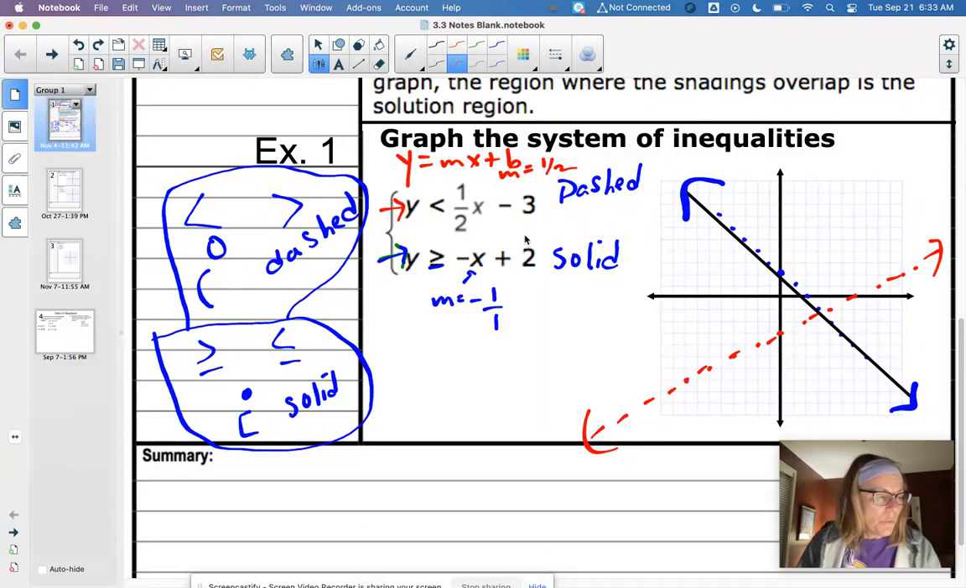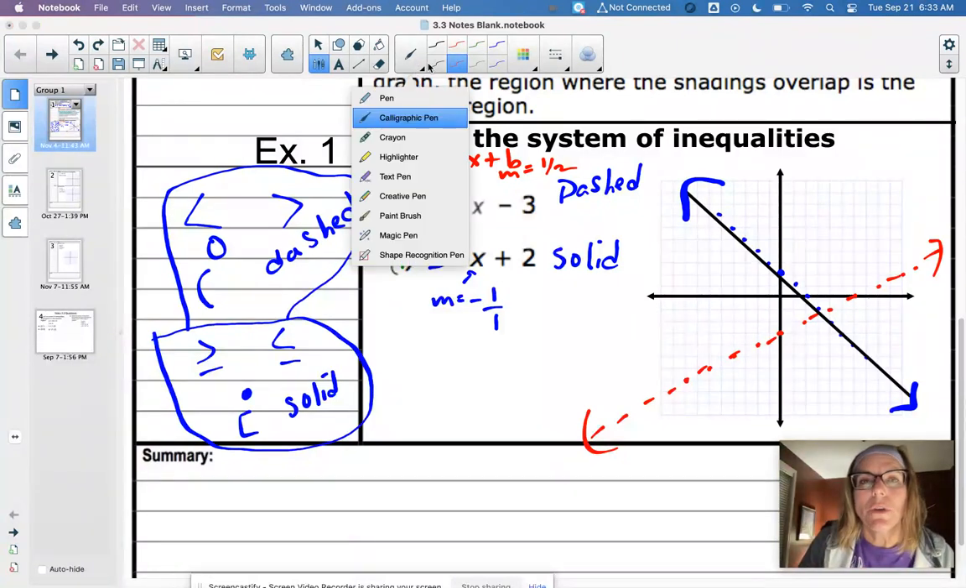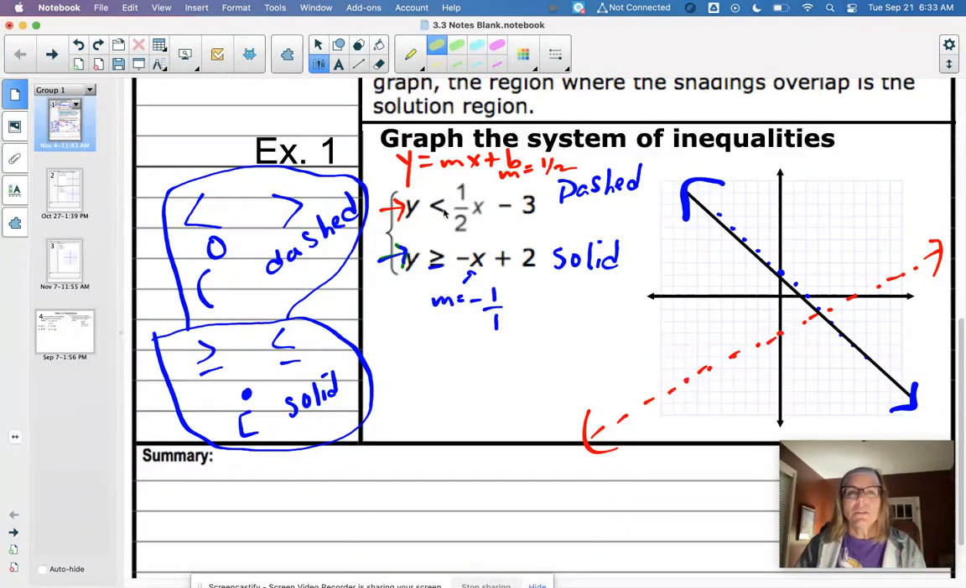Okay, now what I'm going to do is grab my highlighter here, and I'm going to start with the red line. The red line is the dashed line. It says on the red line that your y values are less than that line. That means I'm going to shade below the line. Remember, y is your up and your down. If y is less than, y is smaller than this line, so that's going to be below. That's what I'm doing.